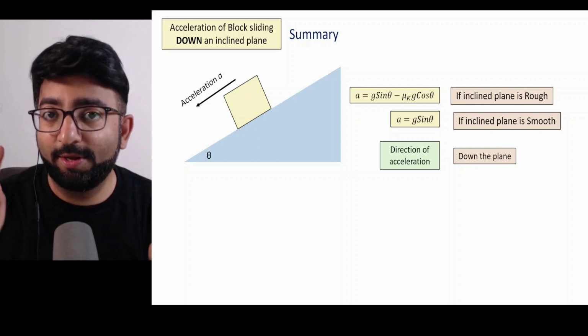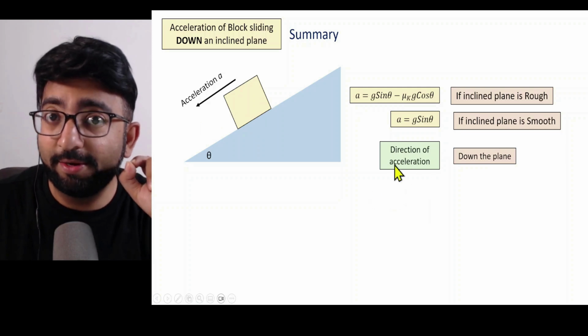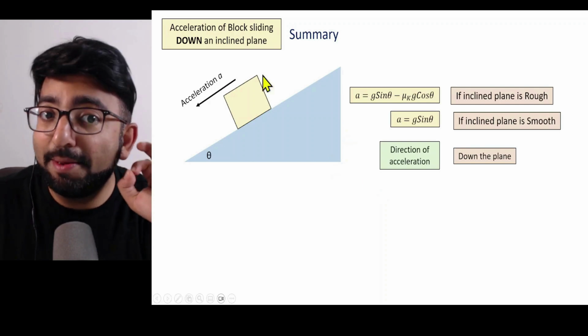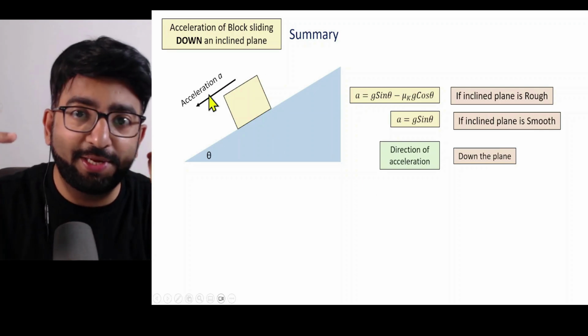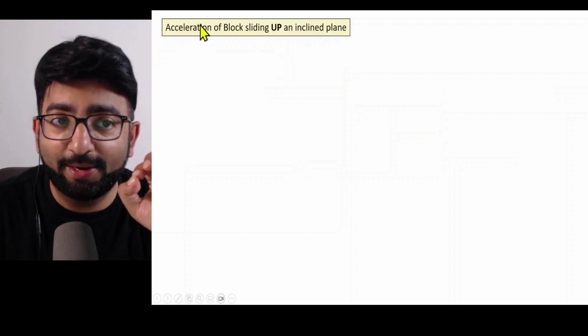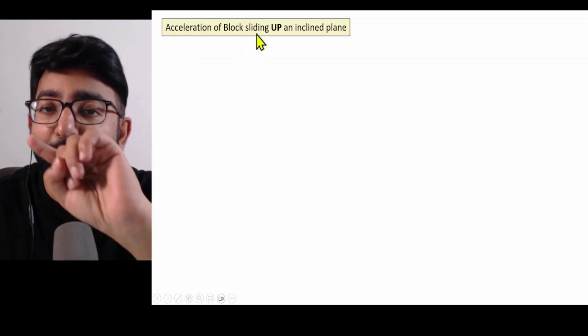minus the kinetic friction. If you remember, that was the net force acting down the plane, and hence acceleration is also down the plane. Now we will analyze the same block, but imagine instead of sliding down, it is actually sliding up the inclined plane. So that's the next title: how to figure out the acceleration of a block which is sliding up the incline.